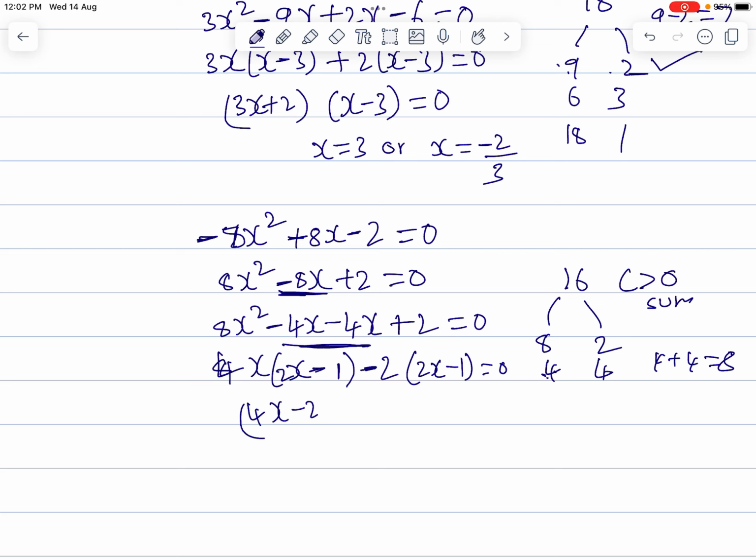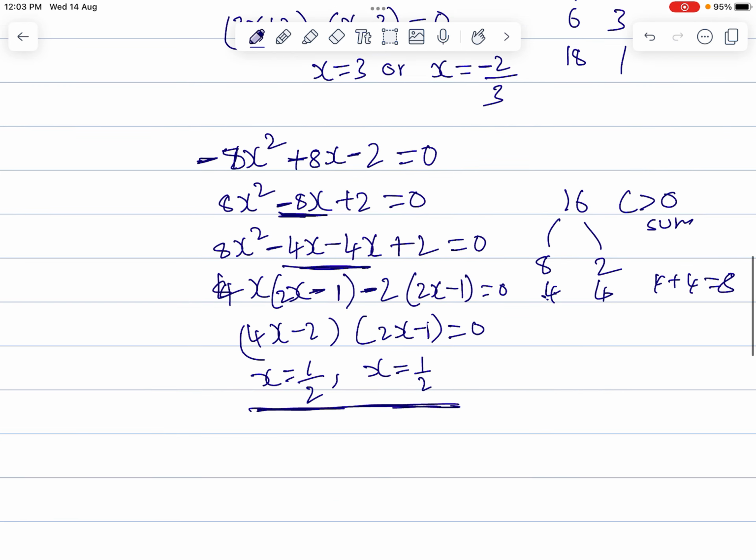4x minus 2 into 2x minus 1 equal to 0. x is equal to 1 by 2, or x is equal to 2 by 4 again, which is 1 by 2. So we got same roots. x is equal to half for both of them.